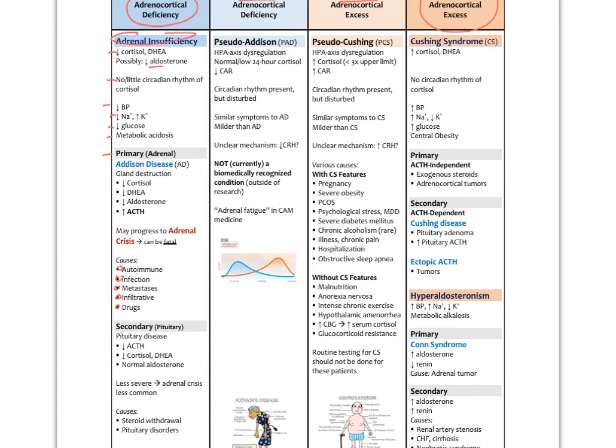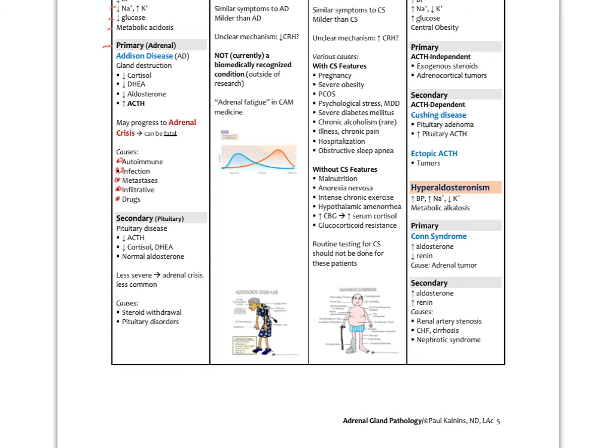Secondary would be, again, a pituitary problem of low ACTH, and so that's going to cause low cortisol and DHEA but normal aldosterone. Less severe, less of a chance of an adrenal crisis. And the most common reasons for that would be steroid withdrawal or pituitary disorders.